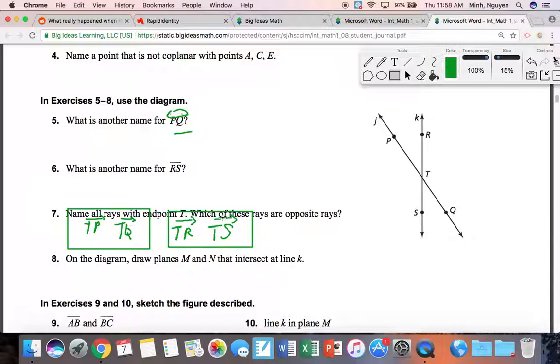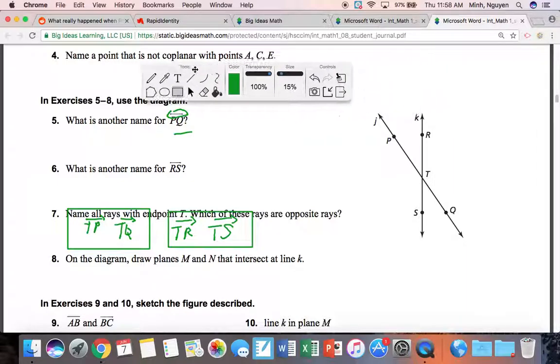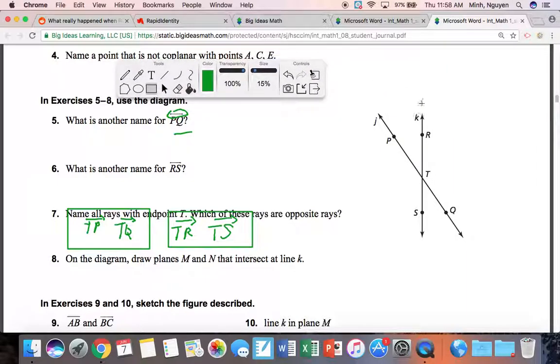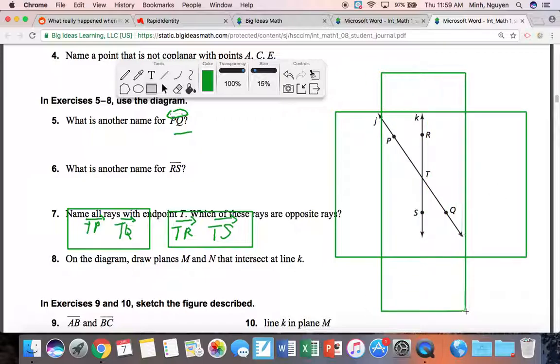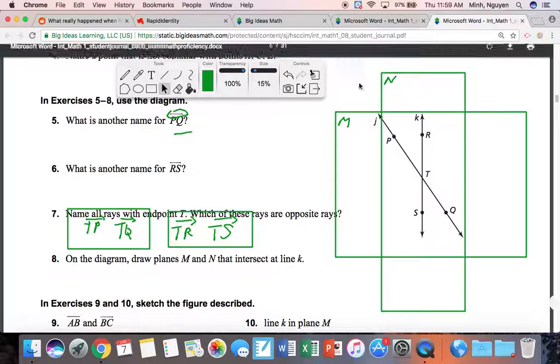On the diagram, draw planes M and N that intersect at line K. Okay, so just any two planes that intersect? Okay, well, that's easy. This is planes M and N. They overlap at line K. Well, they're overlapping, so sure, that makes sense.